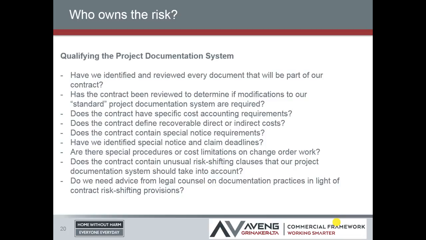Have you identified special notice and claim requirements? Are there special procedures or cost limitations on change order work? Does the contract contain unusual risk shifting clauses that the project documentation system should take into account? Give you an example of that. Unforeseen physical obstructions. The document might say it is the responsibility of the contractor.